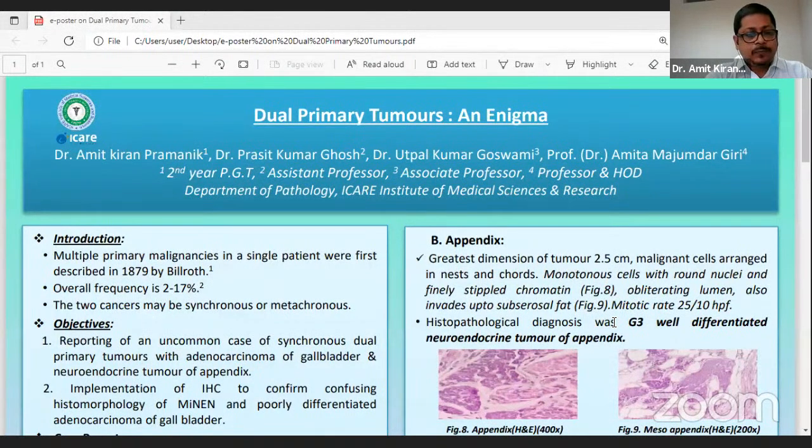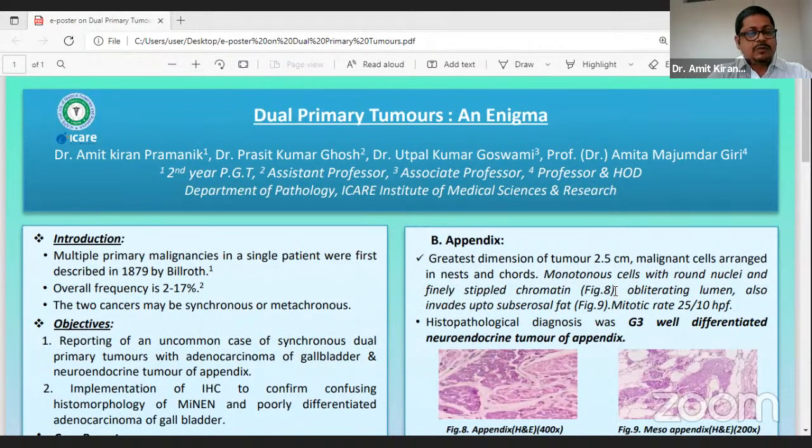Good afternoon, everybody. I am presenting the case report, dual primary tumors and enigma. The existence of two malignancies having different histopathologies at two anatomically distinct sites suggests the diagnosis of dual primary malignancies. Presence of more than one primary cancer in a single patient was first reported in 1879 by Billroth. Since then, frequencies have been increasing and reported within 2 to 17%. Most of the multiple primary cancers are double primaries, ranging from 3 to 5%.